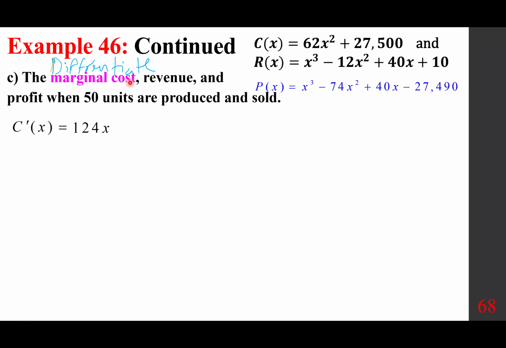Differentiate what? The cost function, the revenue function, and the profit function. So the next one is R, and of course you can plug in 50. That gives you C prime of 50. So 124 times 50. So this part, elementary algebra, we don't have to worry about that. I hope everybody is okay with that.